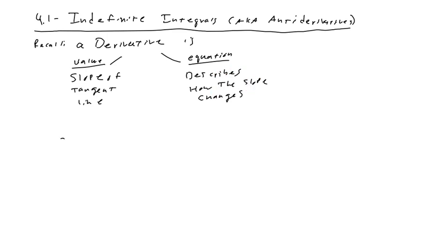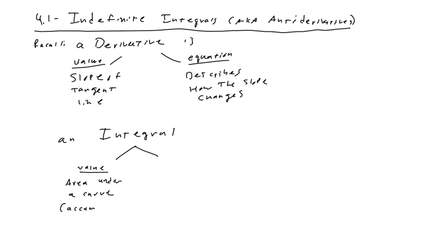An integral, similarly, has two kinds of ways to describe it. If it's a value, it means the area under a curve, or the accumulated change in a curve.